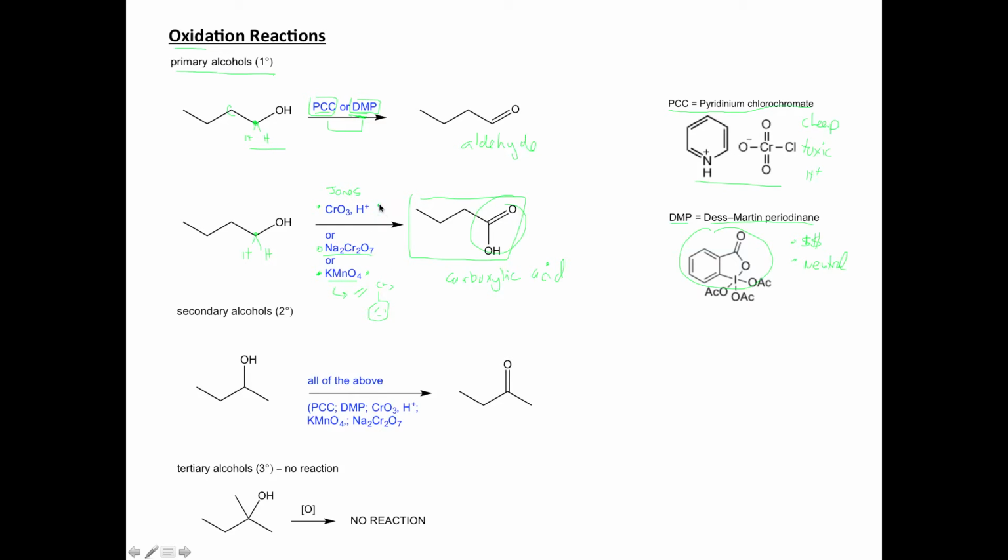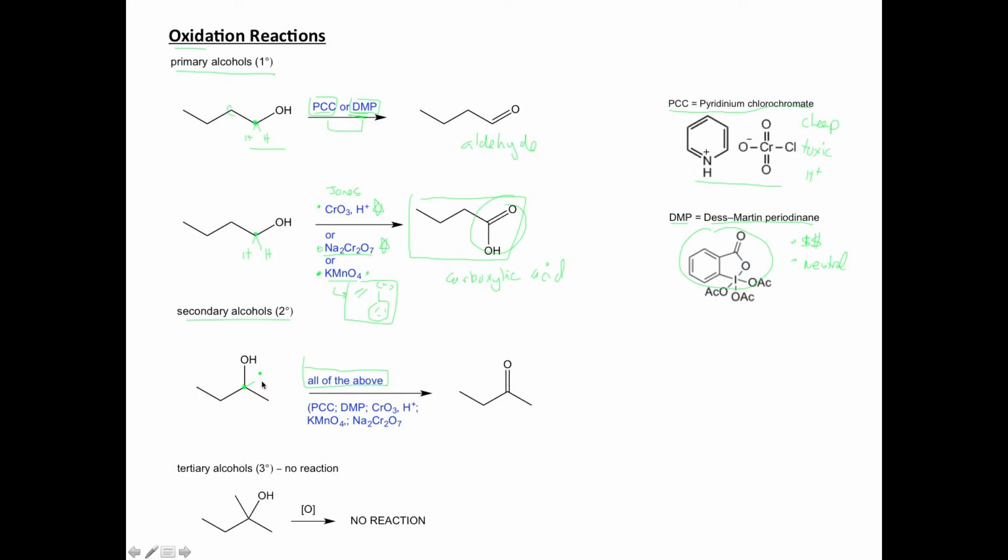So primarily the oxidizing agents of choice are the Jones or the sodium dichromate. KMnO4 will do it well, but there are side reactions you have to watch out for. Okay? So there's the distinction between primary alcohols. When we get to secondary alcohols, it's quite simple. All 5 of those oxidizing agents will convert a secondary alcohol.